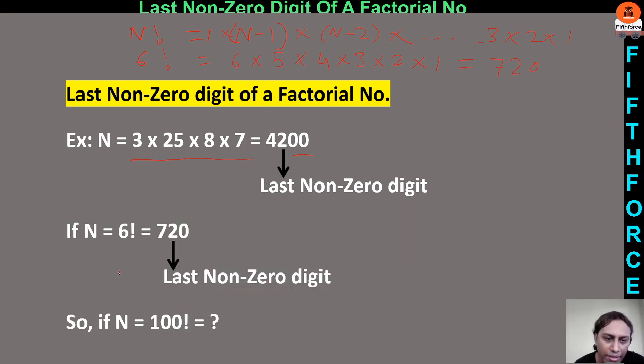Let us take a big number now, say 100 factorial. So how to find out the rightmost non-zero digit? It's a big number, we cannot manually expand the number, right? So let us figure out the approach for this number. So what would be the approach to find out rightmost non-zero digit of any given factorial number? Okay? So let's dig in.